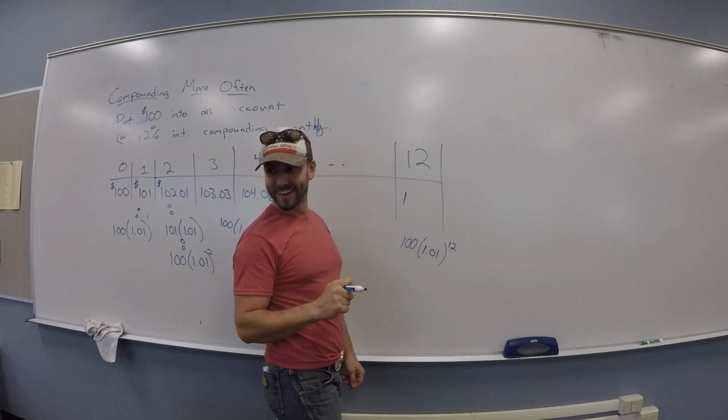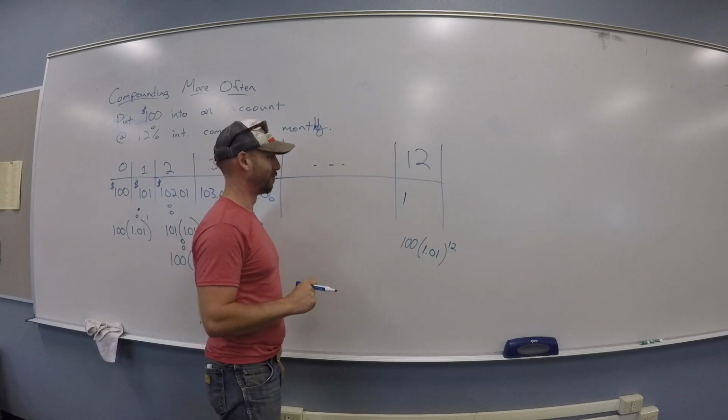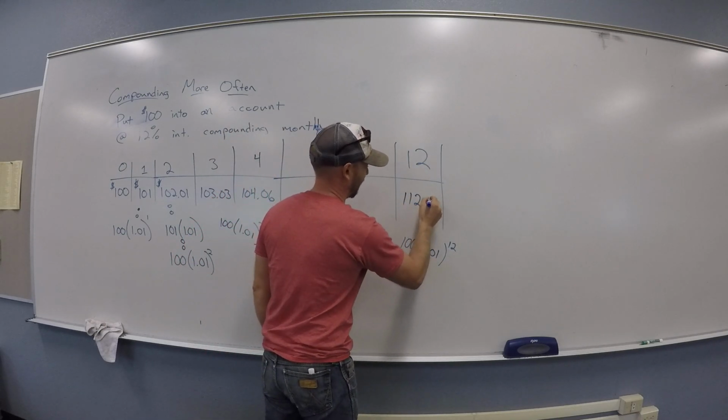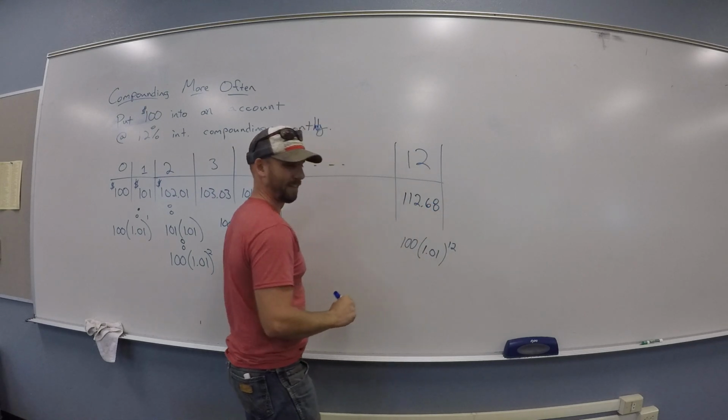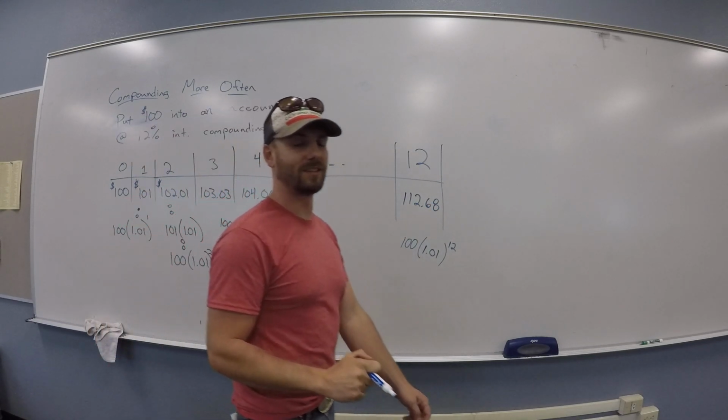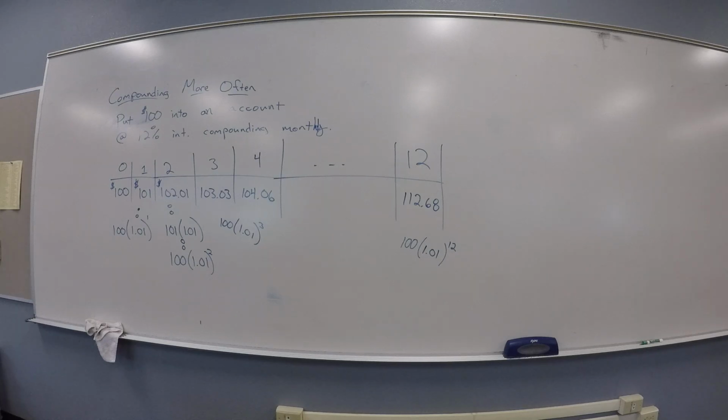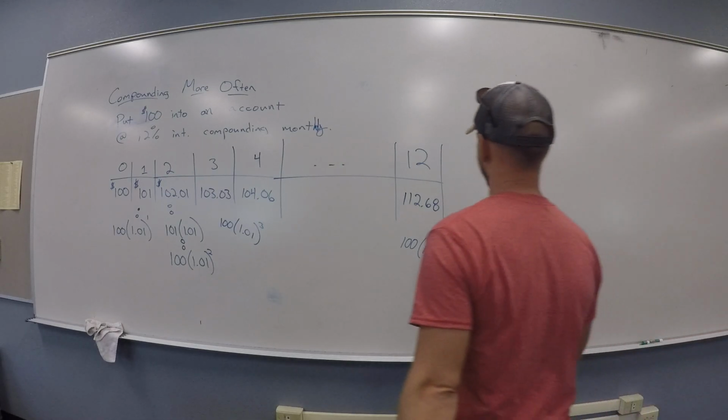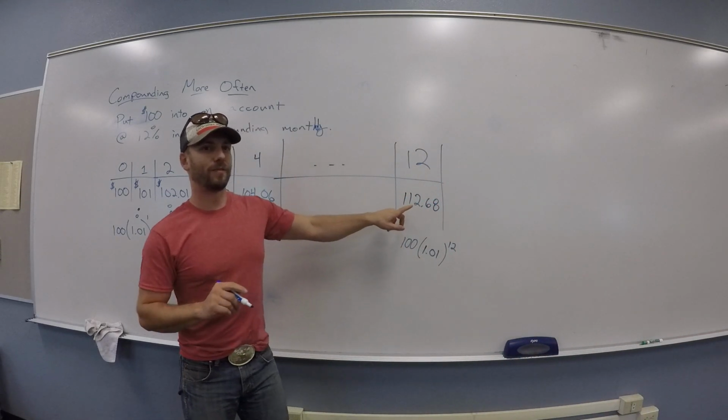12.68. One what? Is it 112.68? Probably. I don't know. Let me see. Did you do 1.1? No, I did 1.14, but that was just a butterfingers. Sorry. Because it's being compounded monthly.